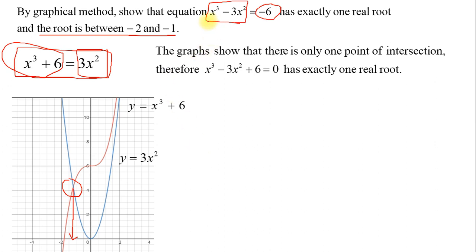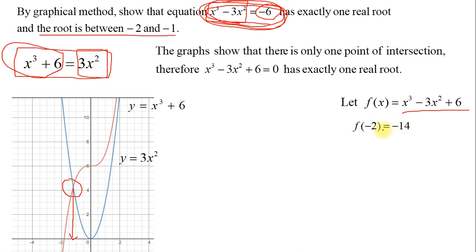to use intermediate value theorem, first you must change this equation to f(x) equals 0. And then you let f(x) equal this. Right? You cannot use this. You must use f(x) equals 0. So you let f(x) equal this. Then you substitute -2 into f. So you will get -14.